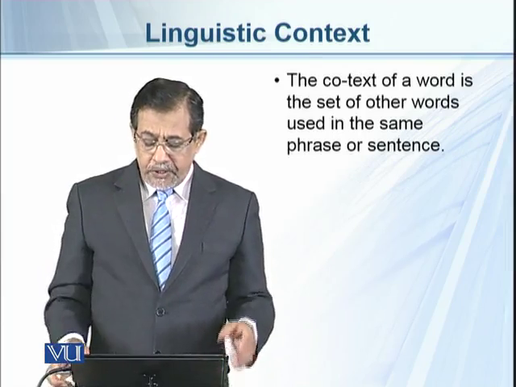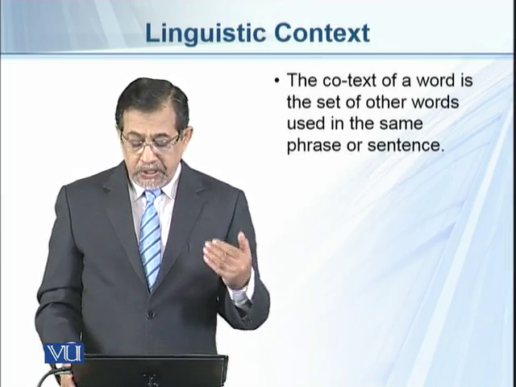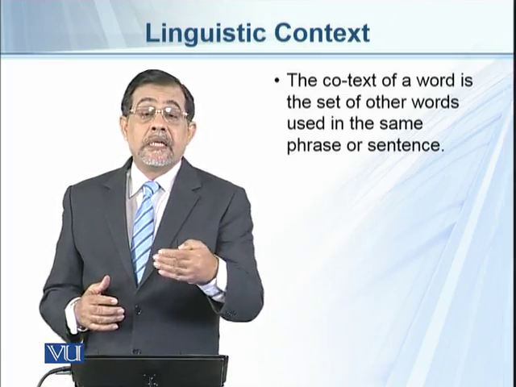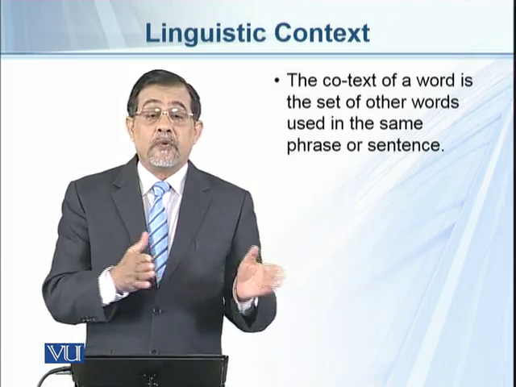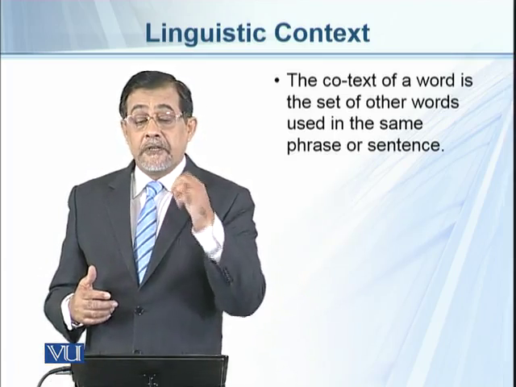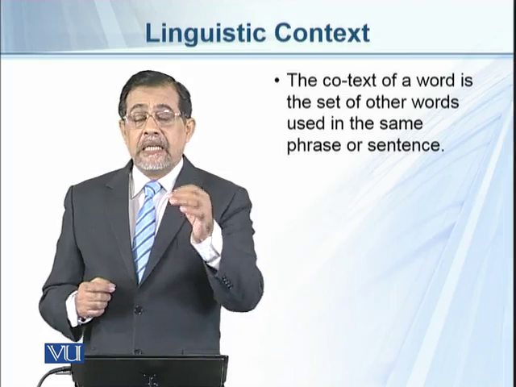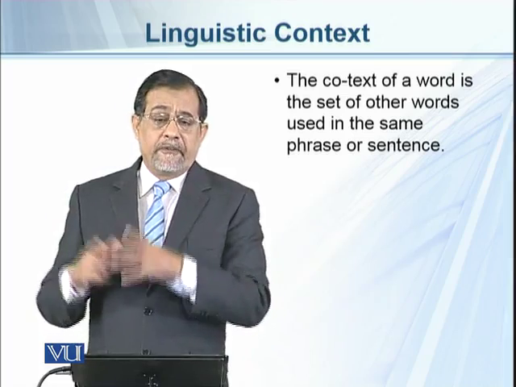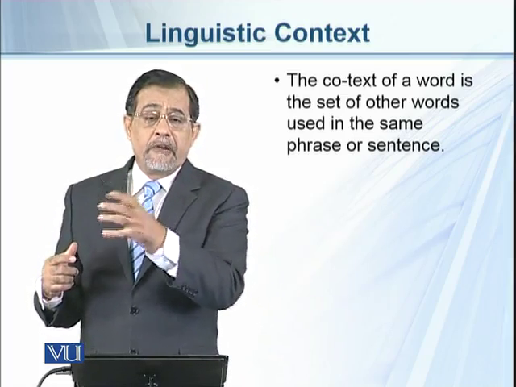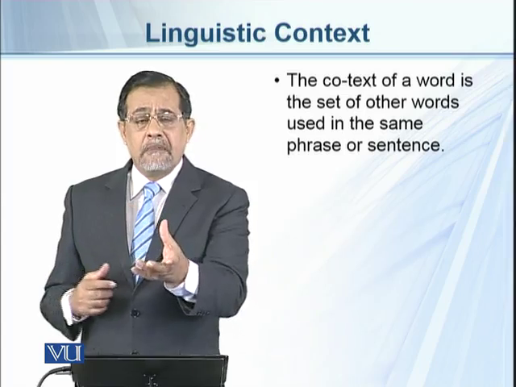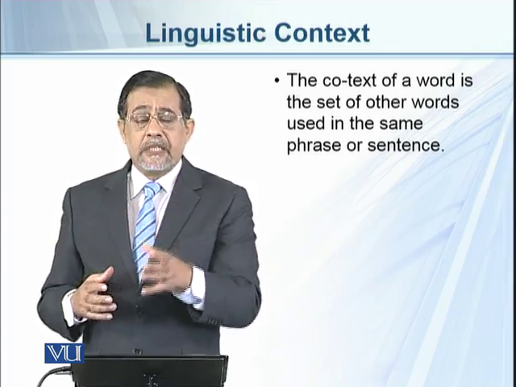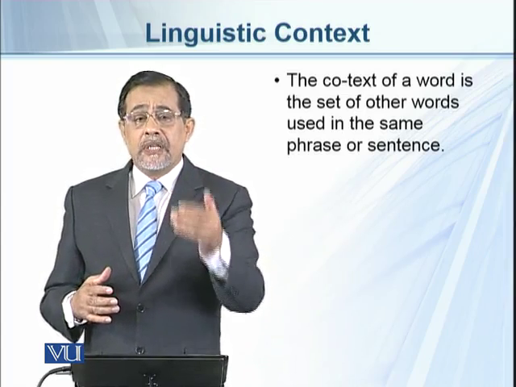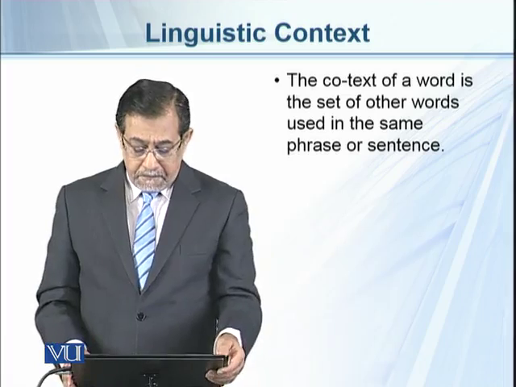The co-text of a word is the set of other words used in the same phrase or sentence. As I said, I like to eat dates. So there are certain other words like eat that determine what actually I mean by the word date. So co-text refers to the words that are found in the same phrase, utterance or sentence, which help us or others understand the exact meaning or the intention of the speaker.